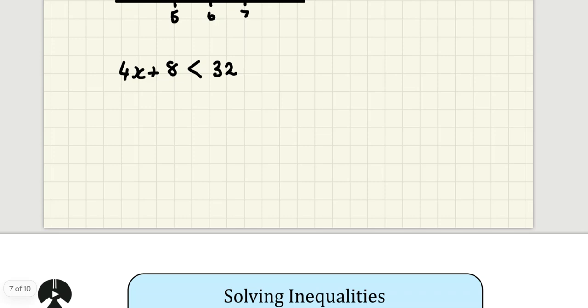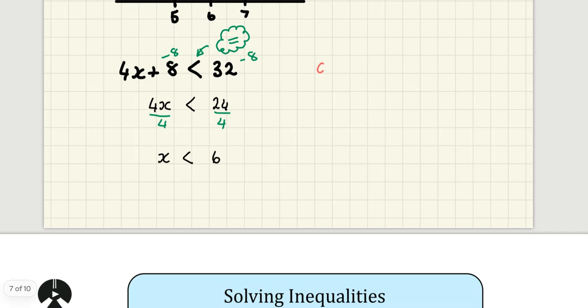The way to do this, I wrote it out as an equals. I'm actually just going to imagine, here's my little thought bubble, that that's an equals sign and treat it like an equals sign. So I just need to minus 8 from both sides, which gives me 4x should be less than 24. Then I'm going to divide both sides by 4, which gives me x should be less than 6.